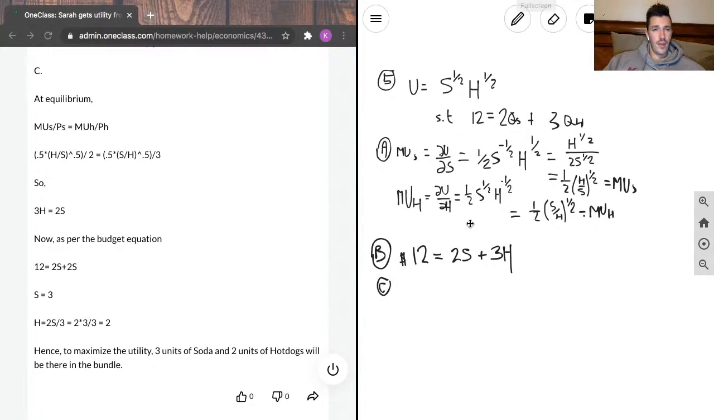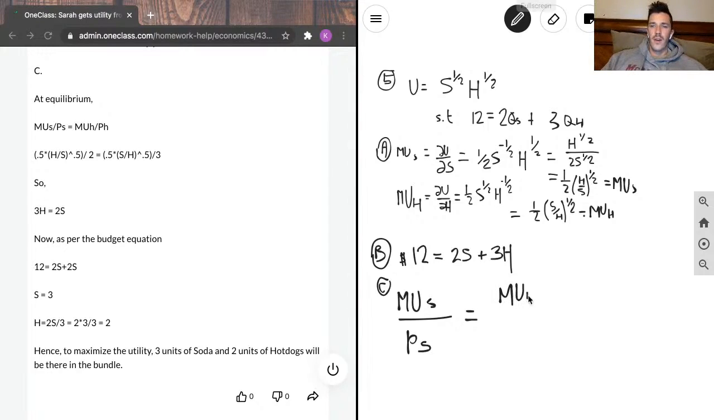I think I typically use the Lagrangian method when I was doing questions like these, but I will follow through with the way our junior tutor does it. They should arrive at the same answer regardless. So they've got, and from my memory, this is correct, marginal utility of soda over PS is going to be equal to the marginal utility of hot dogs over PH.